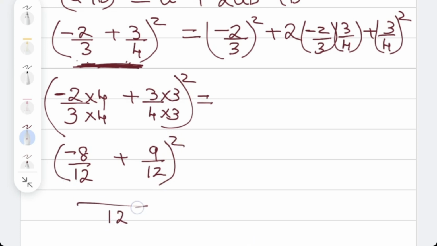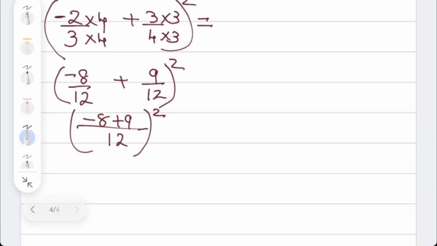We write 12 here, and on the numerator it is minus 8 plus 9 whole square. So what do we get here? We get 1, because minus 8 plus 9. What is the rule we apply here? Adding two numbers with different signs. One has a plus and one has a minus, so we subtract both the numbers, and we put the sign of the bigger number.